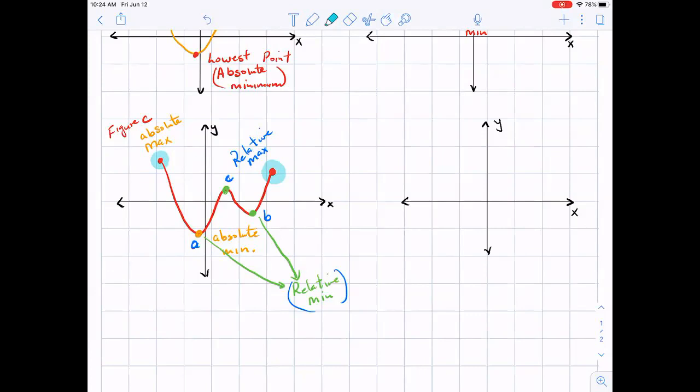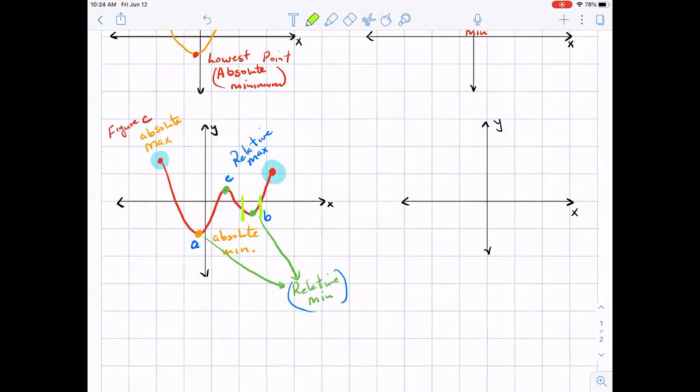So you have to be careful when we speak of relative. Relative means you're comparing it to some interval. It's the highest point on an interval. So if we look specifically at some interval over here, let's say between here and here, then that green dot is the lowest point within that interval. And we'll get to definitions in a few minutes.